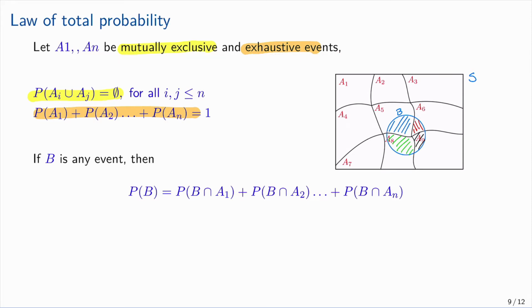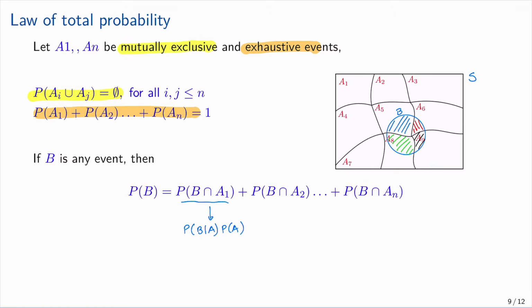Now remember that for future reference, we can describe the intersection in terms of a conditional probability. Remember that this, for example, can be written as the probability of B given A multiplied by the probability of A.